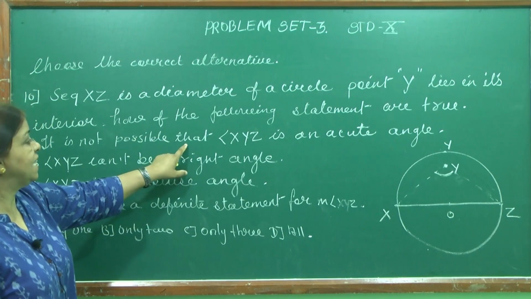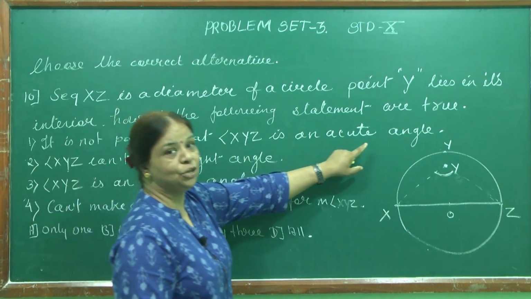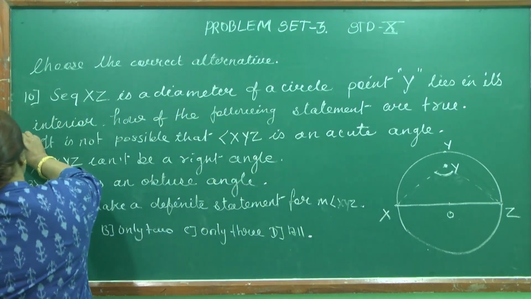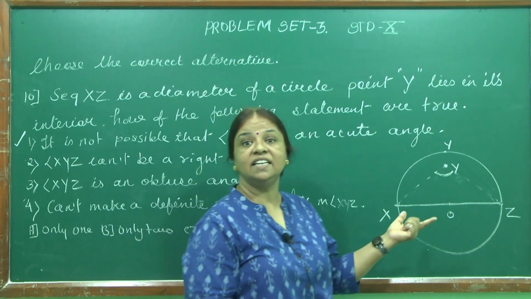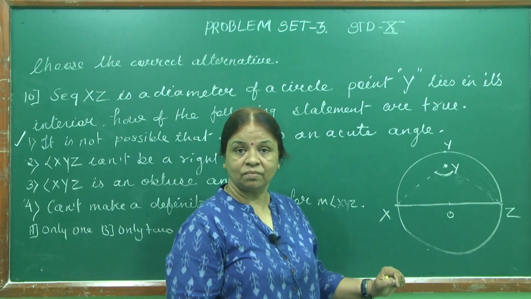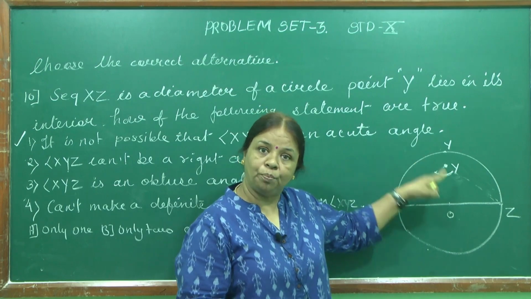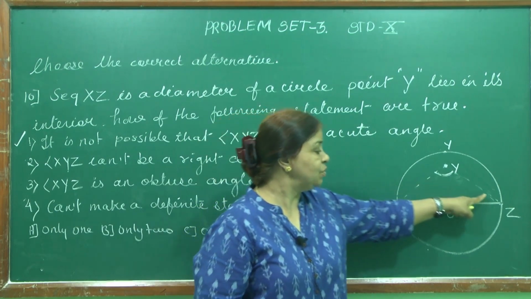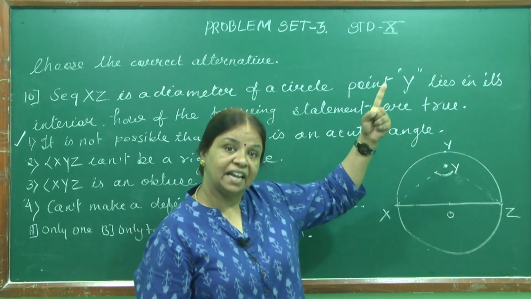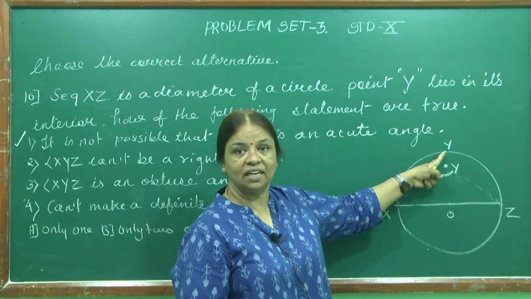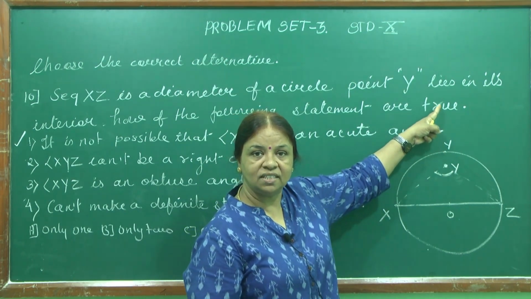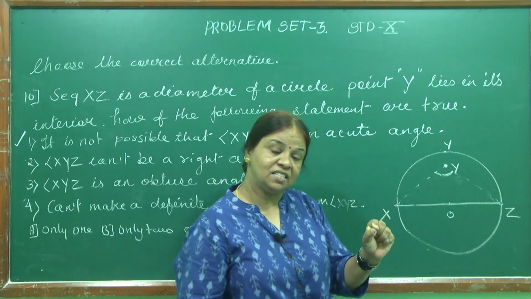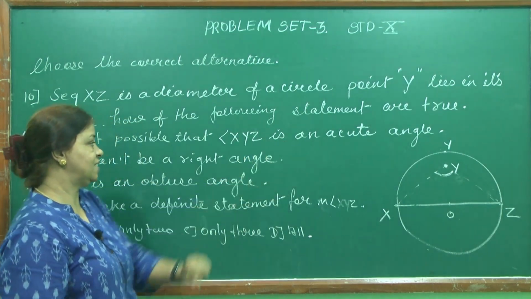So it is not possible that angle XYZ is an acute angle. That means it is an obtuse angle. So this statement is a correct statement. It is not possible that it is an acute angle, because it is not acute, it is obtuse. The closer the point goes, the angle is going to increase. It will be more than 90, and as it reaches the circle, it will be 90. If it goes outside the circle, it will be less than 90. So here it is not an acute angle, so it is a correct statement.